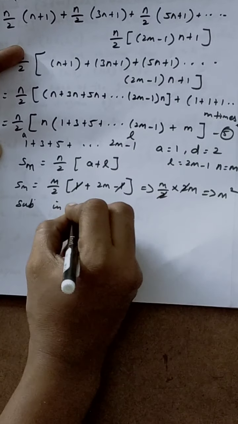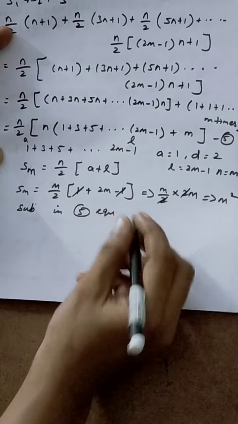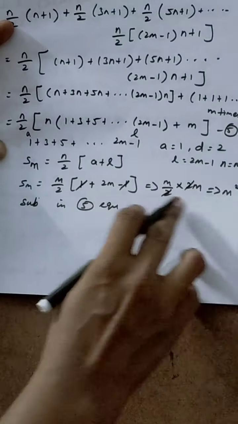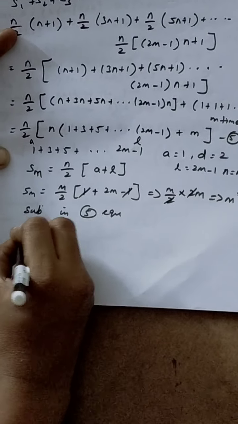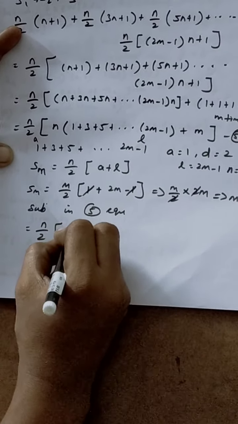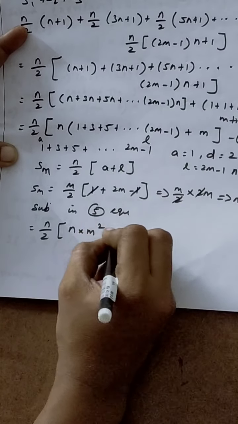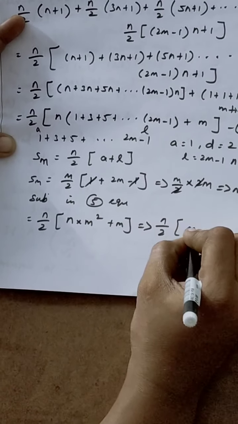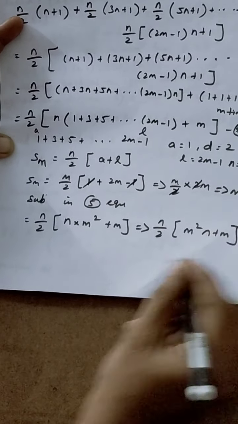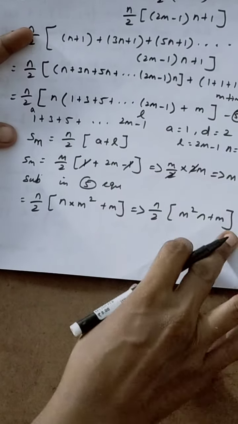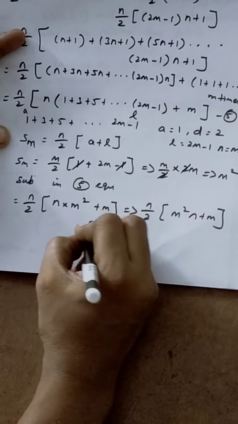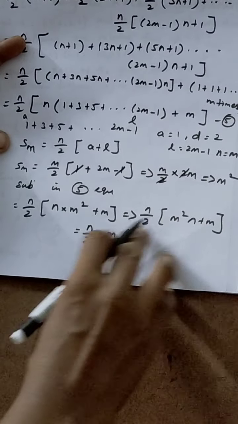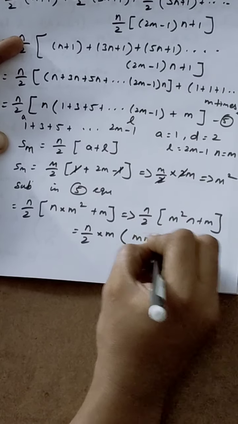Substitute this value in the fifth equation. So what is the equation? 1 plus 3 plus 5 plus up to 2m minus 1. Substitute the value m square. So we get n by 2 within bracket n into m square plus m. Okay students, that is n by 2 times (m squared n plus m). Which one is the common term? In both terms, m is common, so outside we write n by 2 into m within bracket. One m term goes outside, so the remaining term is mn plus 1.